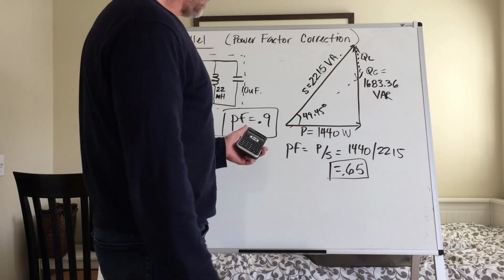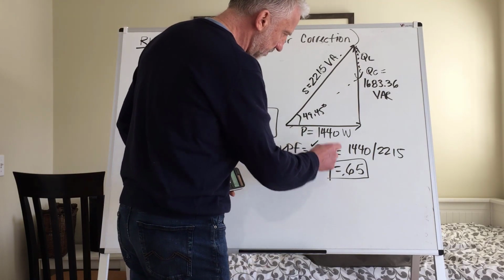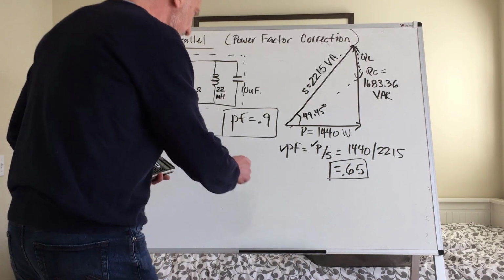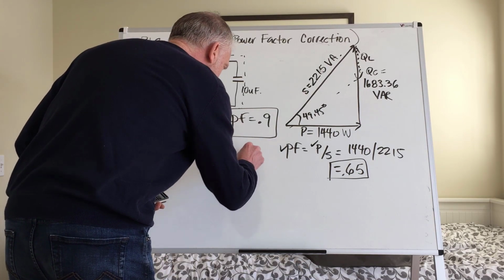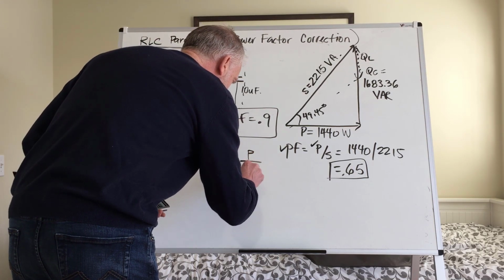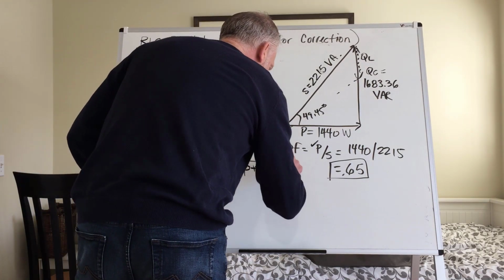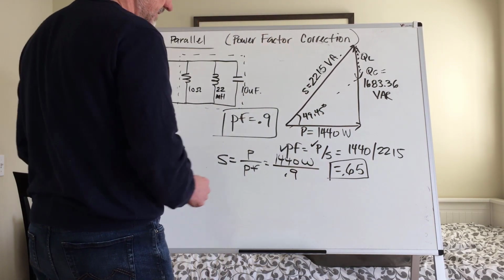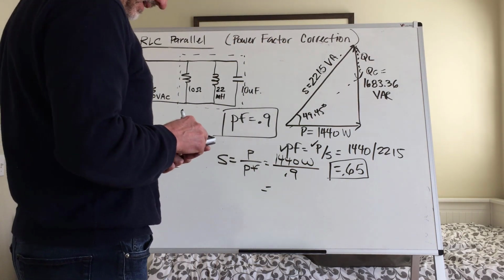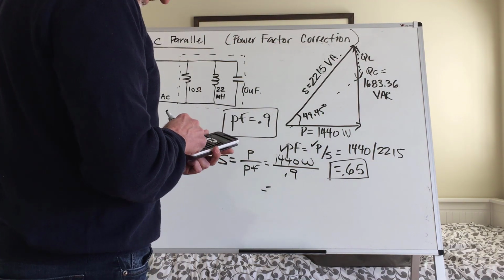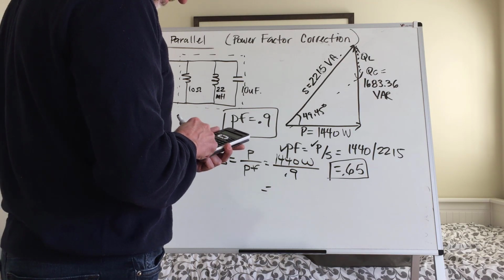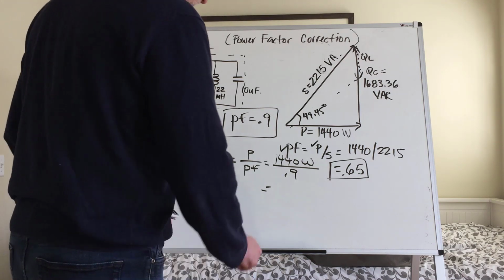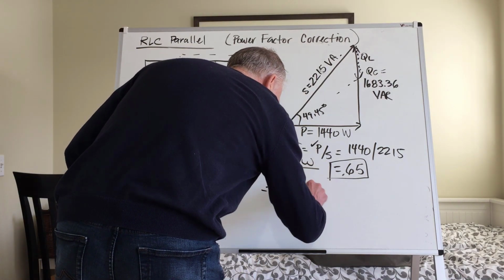So how do we come about working with this? Well, we know PF, we know P, we're just looking for S. So we can go S equals P divided by PF. That's going to be 1440 watts divided by a 0.9 power factor, our desired power factor. So now I can go 1440 divided by 0.9. That's going to tell me that my S is going to be 1600 VA.